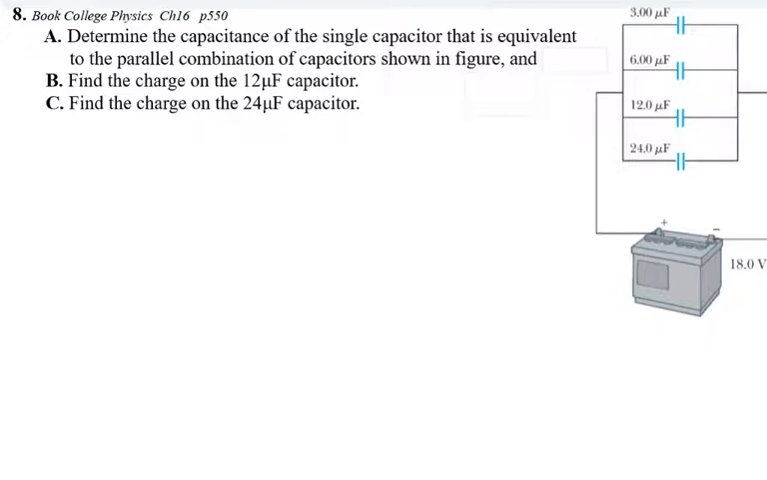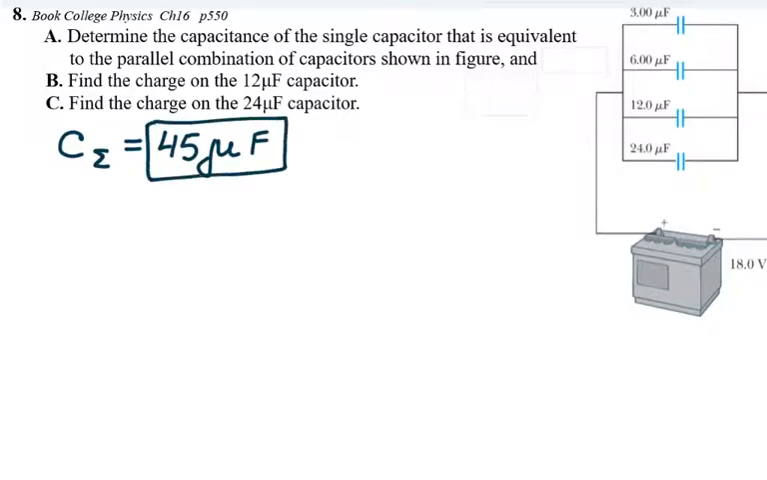Because they're all connected in parallel, it's the sum of all the capacitors. So the total capacitance, or equivalent capacitance, is equal to 3 plus 6 plus 12 plus 24, which is 45 microfarad. So this is 45 times 10 to the negative 6 farads.